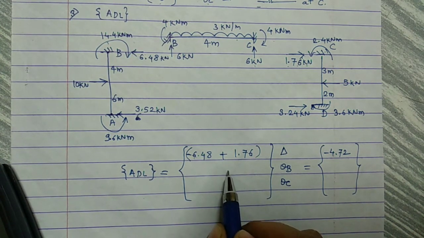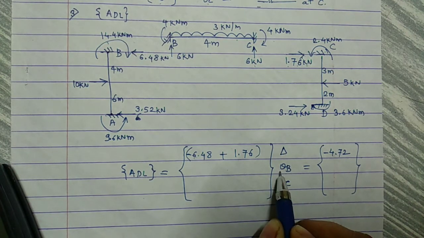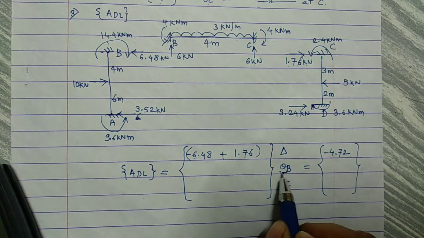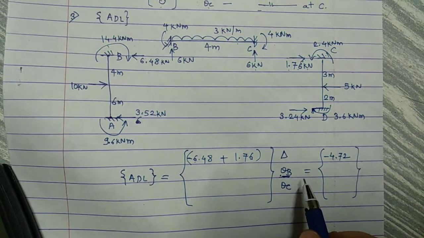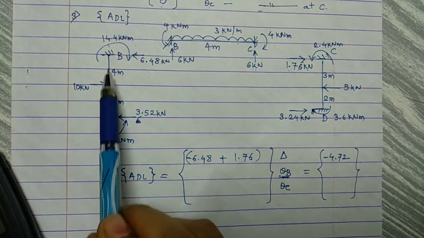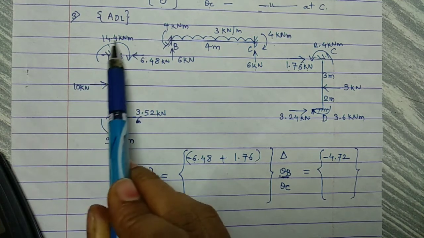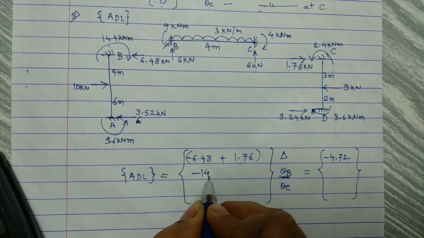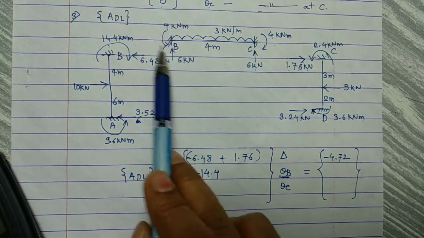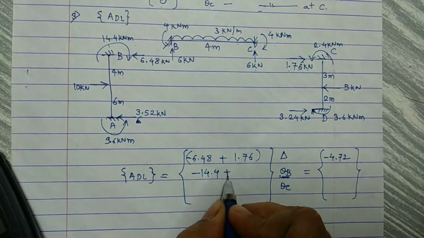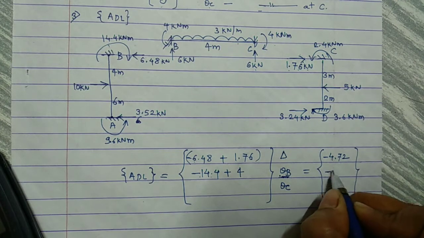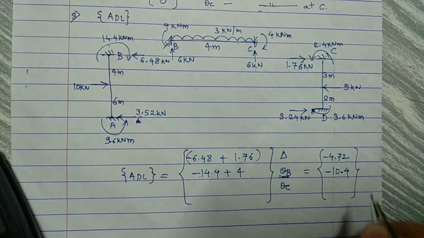Now the second element, the action corresponding to theta B, that is the moment at point B only. It is theta B, so the moment at point B. So see in the restrained structure at B point, what is the moment? For this AB member at B point, this is the moment in the clockwise direction, minus 14.4. And again here at B point, this moment is 4 in the anti-clockwise direction. So minus 14.4 plus 4, that is minus 10.4.